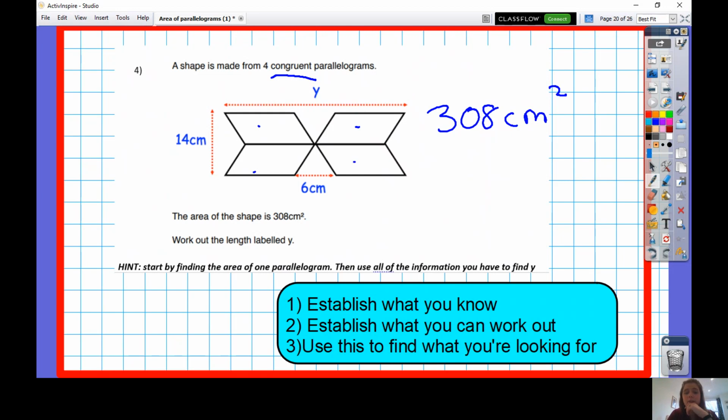It's a tough question. You're really going to have to break it down. I have given you a clue though. Your clue says, start by finding the area of just one parallelogram. From that, you have enough information to find the height and the width of that parallelogram, and you can use that to find y. It is tough. I understand if you find this one a bit trickier.